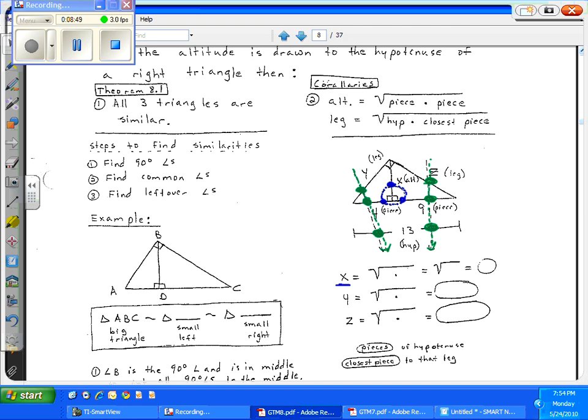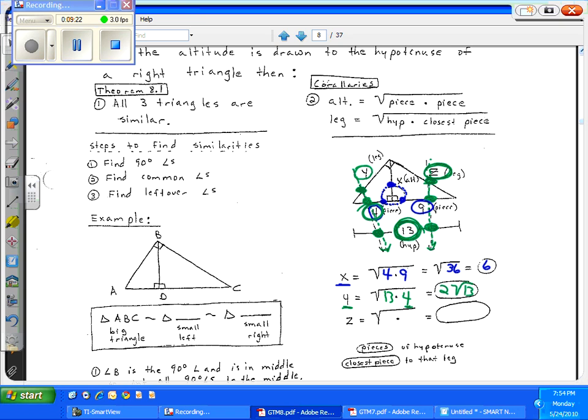So the altitude X is the geometric mean between the two pieces of the hypotenuse, 4 and 9. So X is equal to the square root of 36, which is 6. This leg Y is a geometric mean between the hypotenuse 13 and the piece of the hypotenuse 4 closest to it. The square root of 4 is 2, so we're going to get 2 square root 13 simplified.